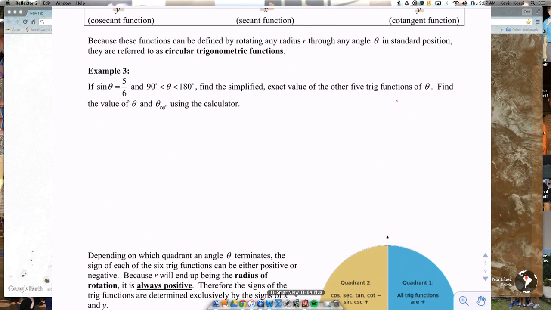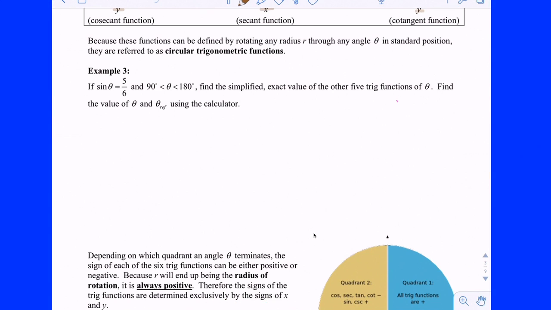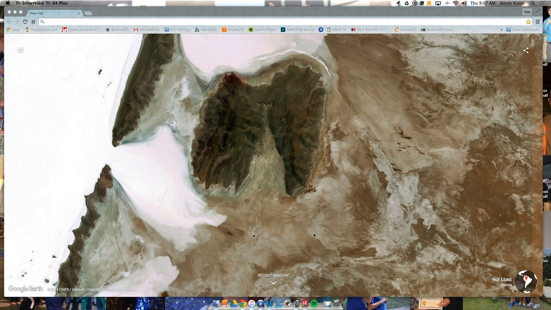Okay, on example 3, I call these the two's clues problems.